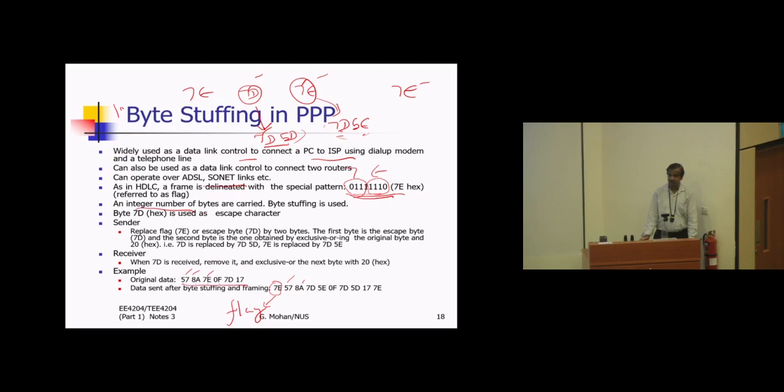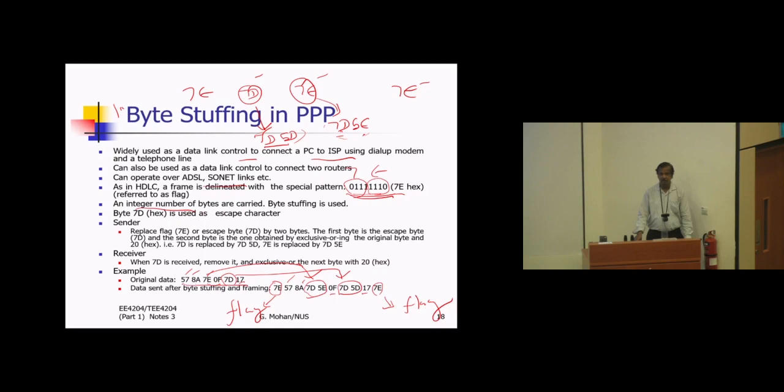7E should not be sent as it is. Otherwise, the receiver will get confused, because that's the end of the frame. So instead of 7E, you can see 7D5E is sent. Next 0F, then 7D; instead of 7D, 7D5D is sent. Is that fine? Then 17 is sent. This 7E, we don't change it because this is the flag.